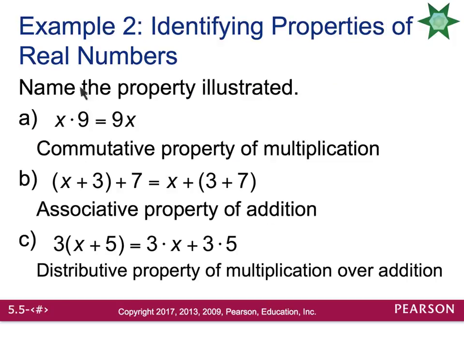Okay, let's look at an example. Look at the property illustrated. X times 9 equals 9 times x. We're just switching the order of multiplication. So that's the commutative property of multiplication.